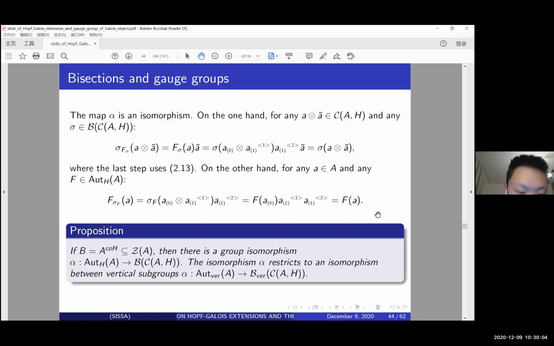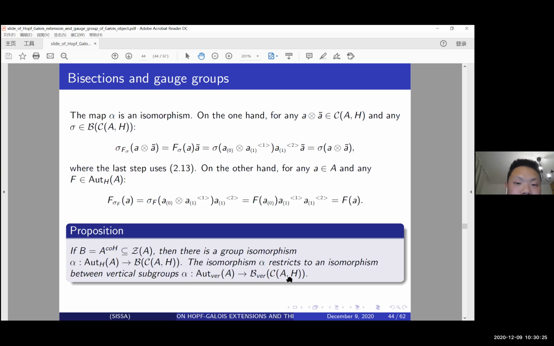As a conclusion, if B belongs to a center, so we have both the group of bisection and the group of gauge transformation. Then there is a group isomorphism between the bisection and the gauge group, and this isomorphism also restricts to be an isomorphism between the vertical subgroups.